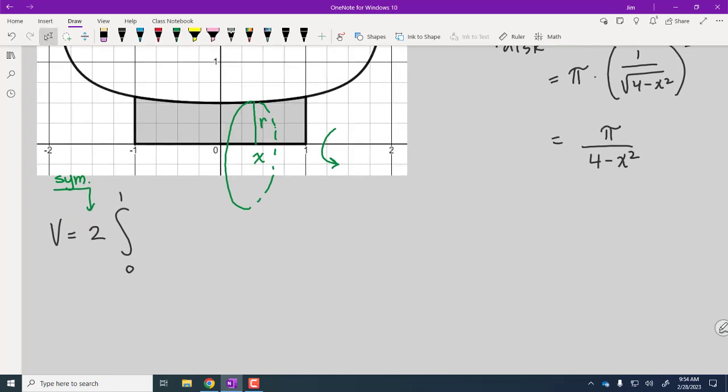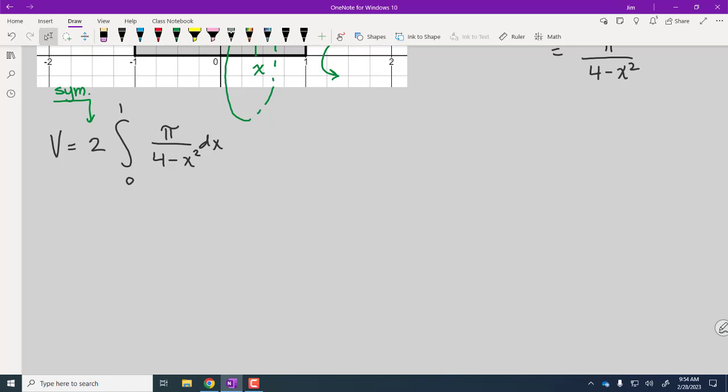Okay, so what we know is that if you integrate area, you get volume. So we already found our area. We just have to integrate that. So we're going to integrate this area, and that will give us volume. Square.